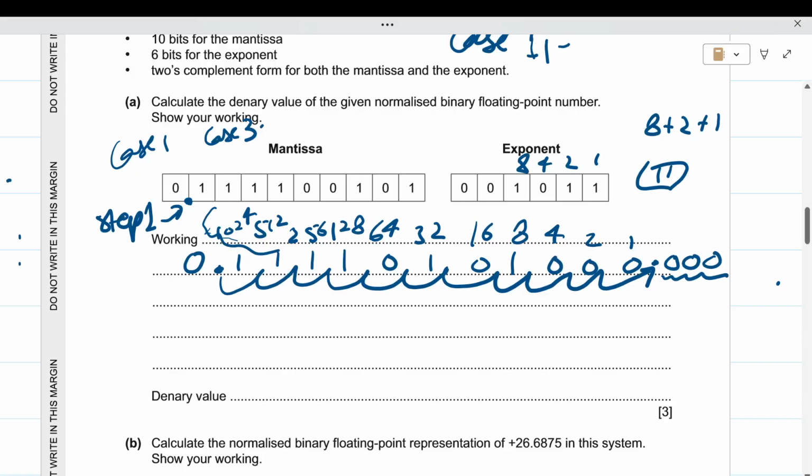But you should instead be trying to say, okay, how do you convert from positive binary to denary, or positive denary to binary, or negative like this, right? I just named it case one or three just for convenience, right? But if it tries to confuse you, you wanted to memorize that, okay?